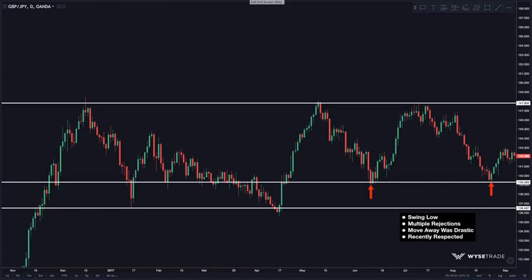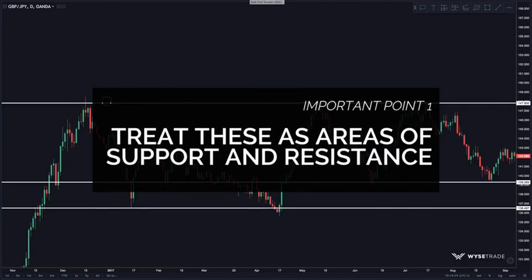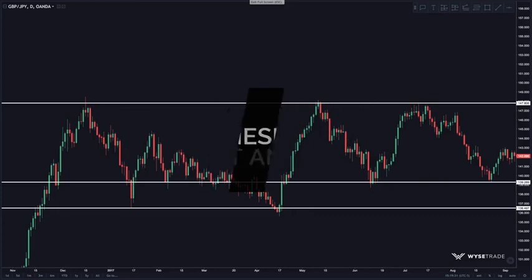Now, remember these 3 very important points. Even though we are drawing in lines, in your mind you have to think of these areas as areas. Don't treat them as solid lines or solid numbers. What this means is we expect price to react in this general area, not at a set price or a set number. And you'll understand this more thoroughly in our strategy section.